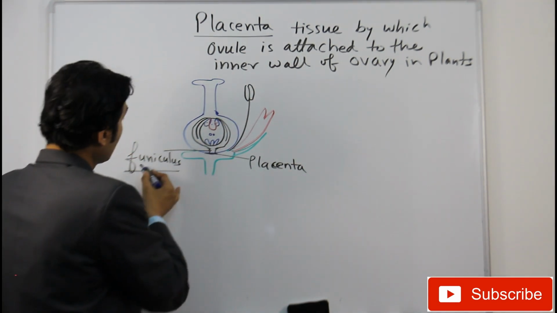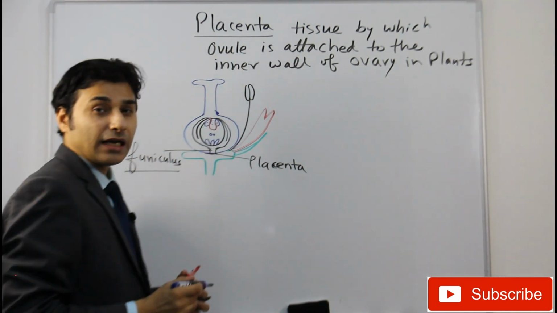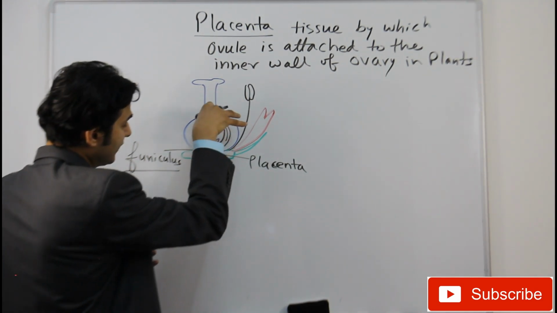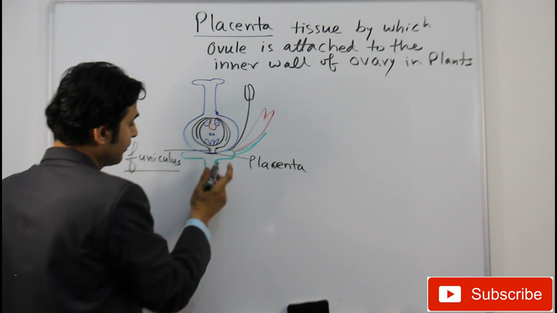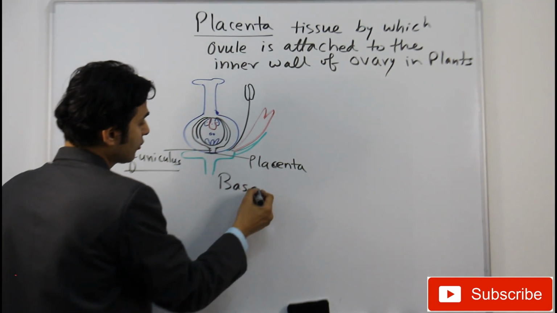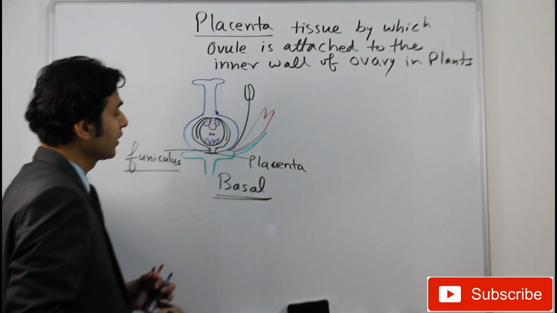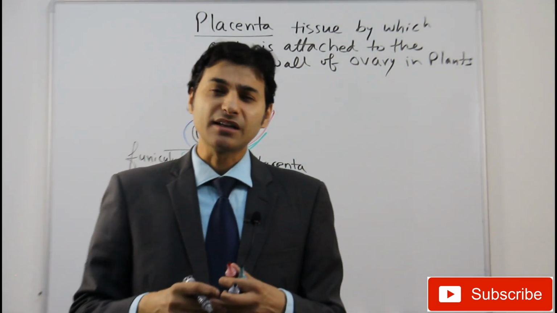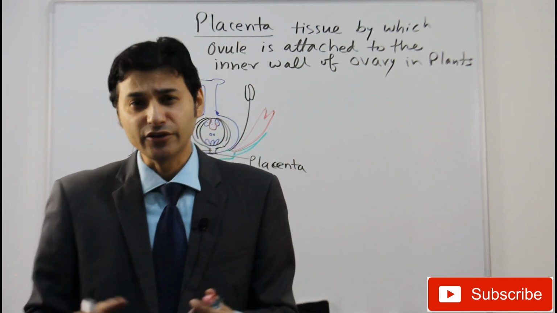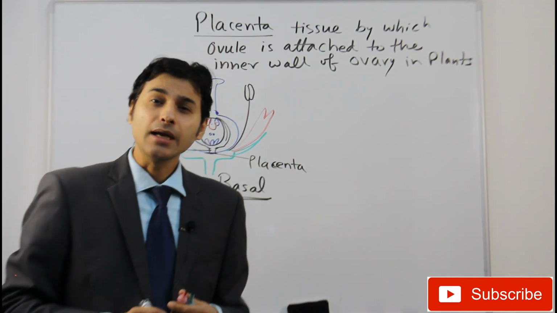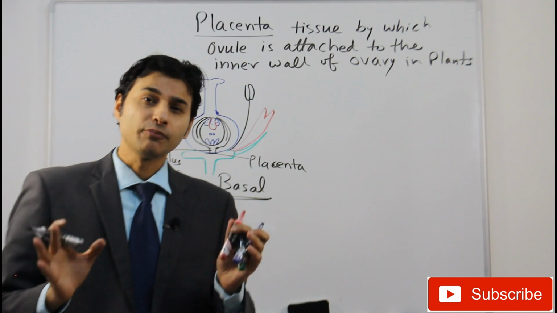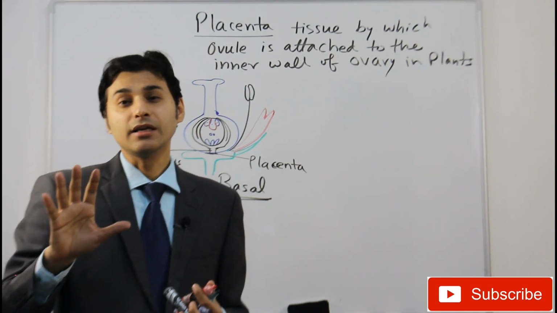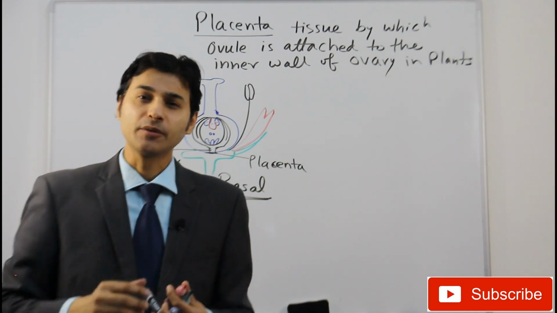Now, placenta, there are different types. Here you can see that this structure, the ovule, is directly placed at the base. So this placentation is called basal type. But there are many plant species, around 300,000 angiospermic plant species, and there are different types of placenta. Generally there are 5 types of placentation present in all the angiospermic plants.